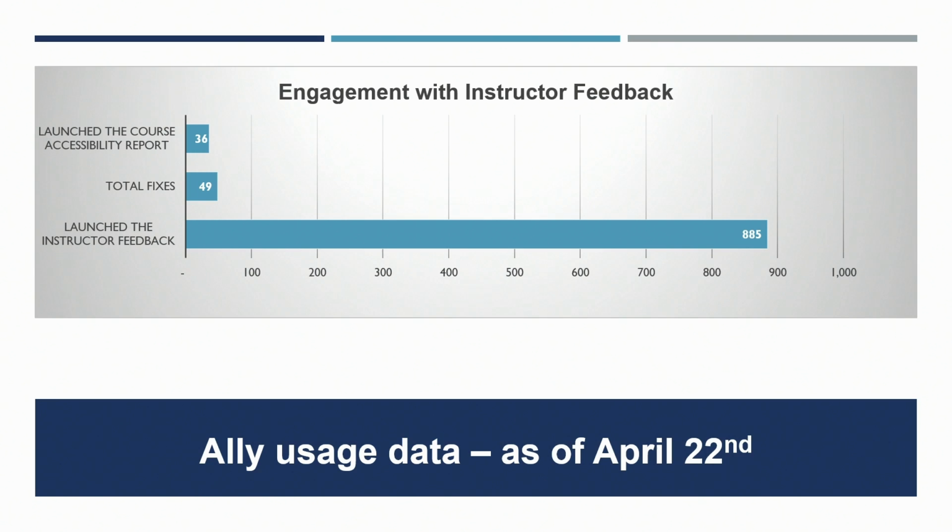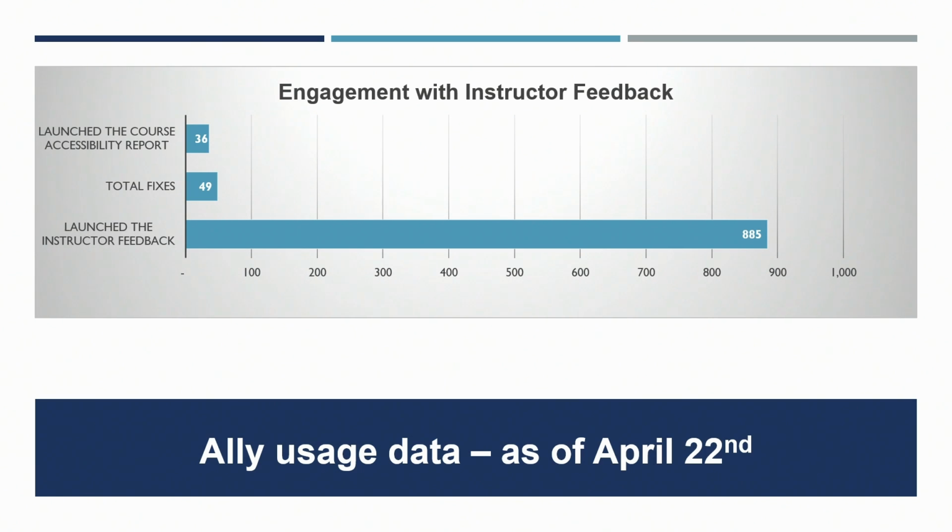And the number of times the instructor feedback window has been launched is over 800, nearly 900. And that's when you see the accessibility score, you click on it and see actually, well, where are the issues? It lists what the issues are and what can be possibly done to improve that score. That's been launched over 800 times. So the number of times it's launched and the number of fixes is quite low, but when you think about it, the overall starting score was quite high.